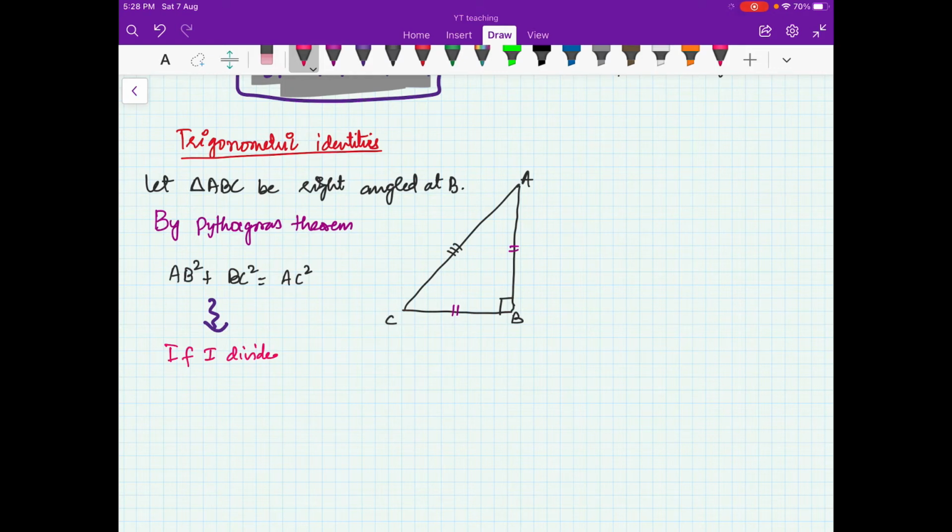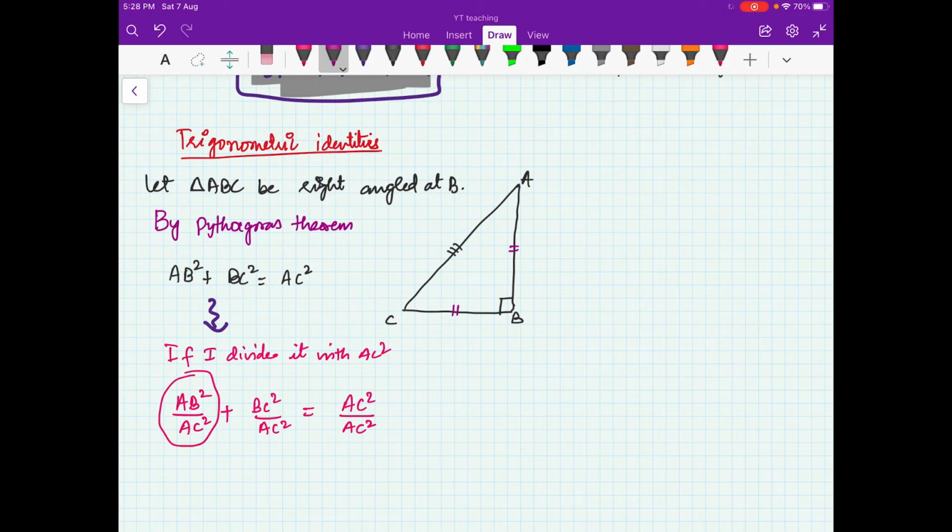it with AC square, then what will I get? I'll get AB square upon AC square plus BC square upon AC square is equal to AC square upon AC square. Now let us look at this. What is this?